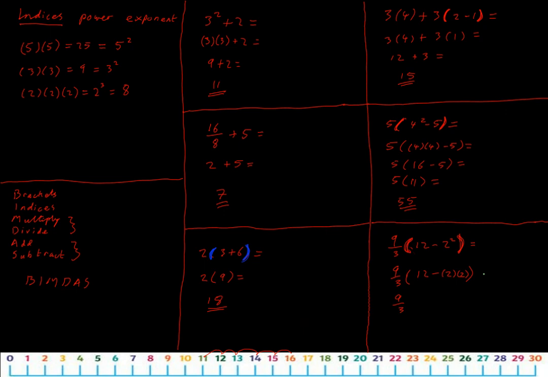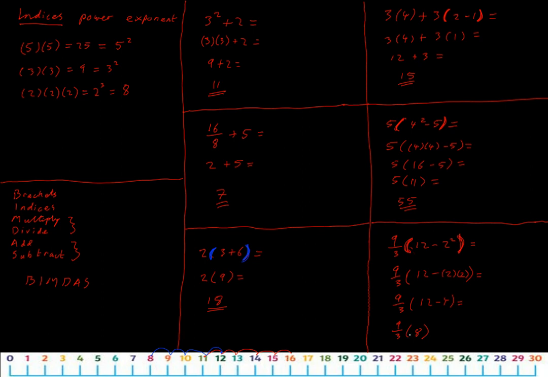9 over 3. 12 minus 4 equals, then I have 9 over 3. 12 minus 4 is 8. Again, I can go to my number line if I need to. 12 and I'm going to get 4 smaller, so 1, 2, 3, 4 brings me down to 8. Now I've done my bracket.